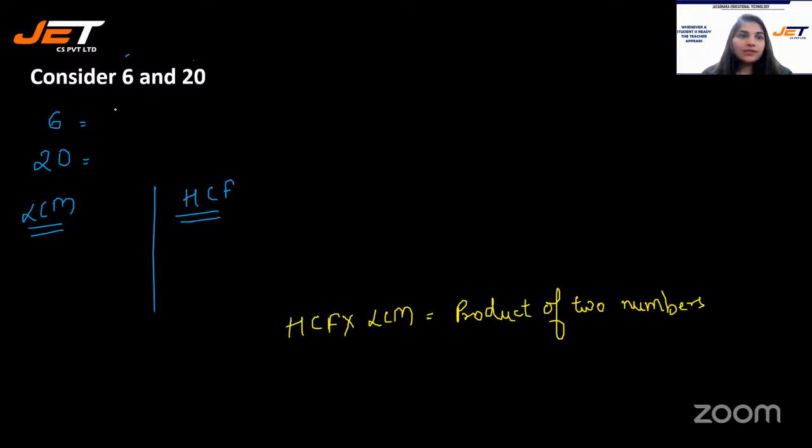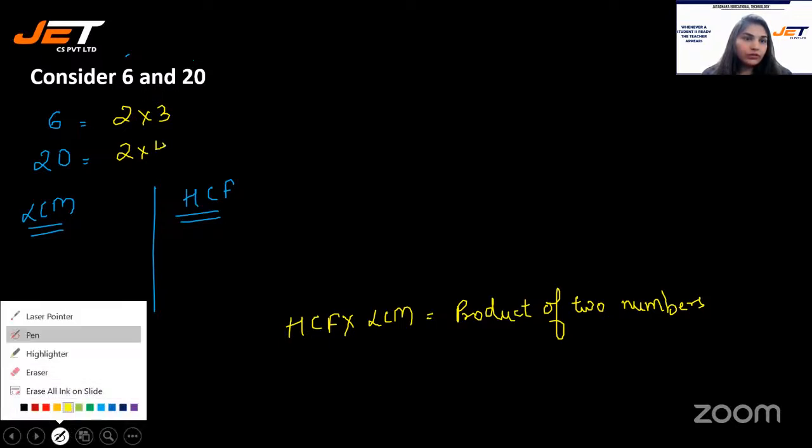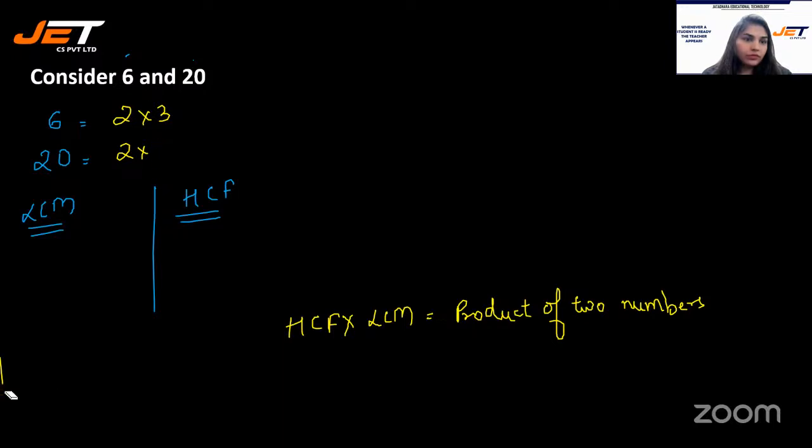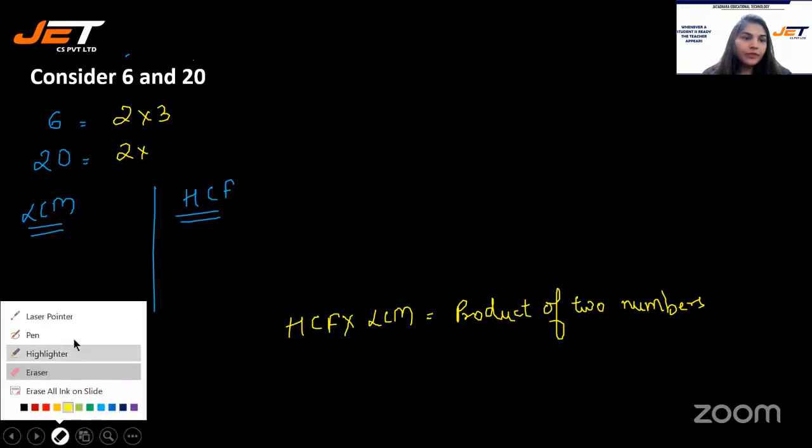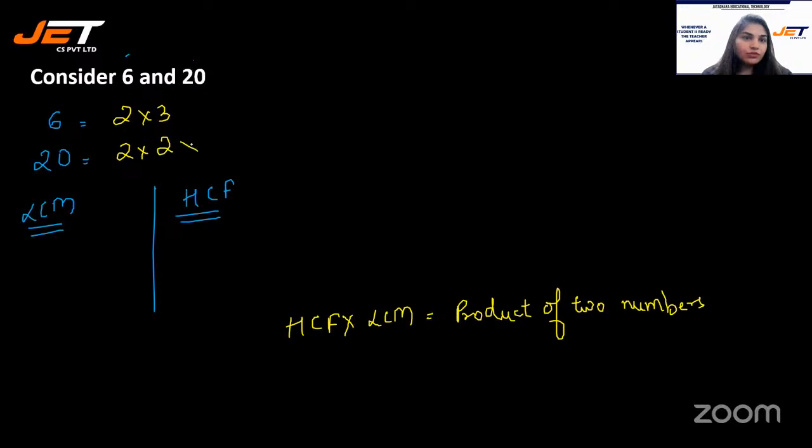Okay. So 6 is 2 times 3 and 20 is 2 times 2 times 5, because 2 times 2 is 4, and 4 times 5 is 20.